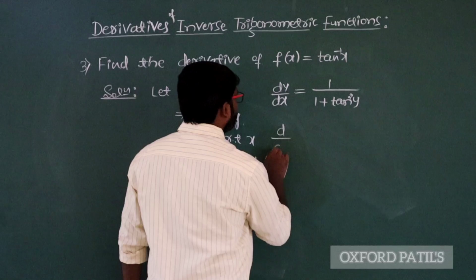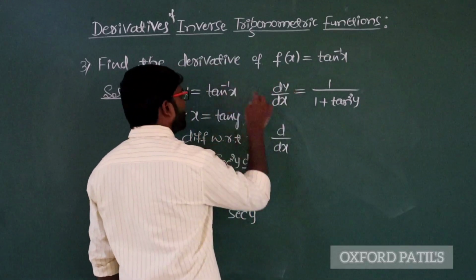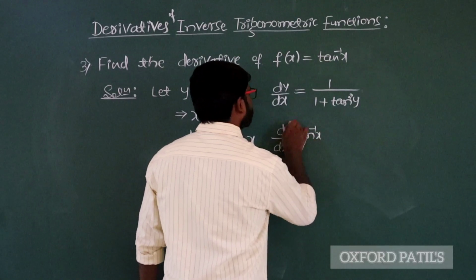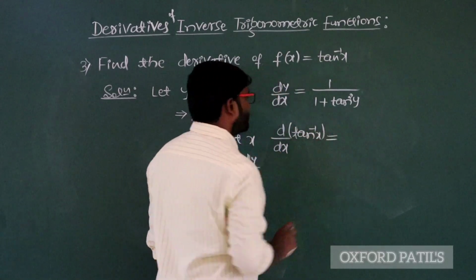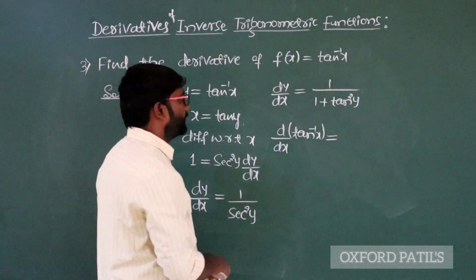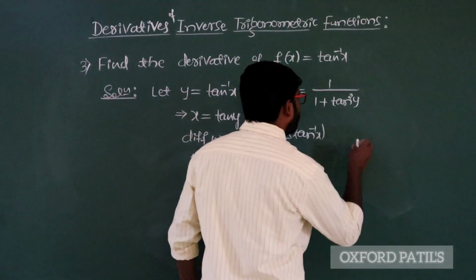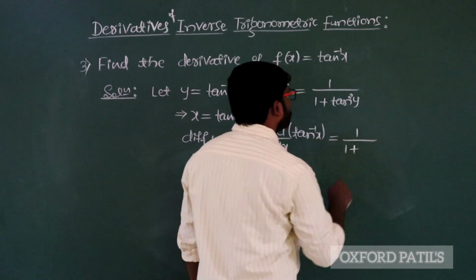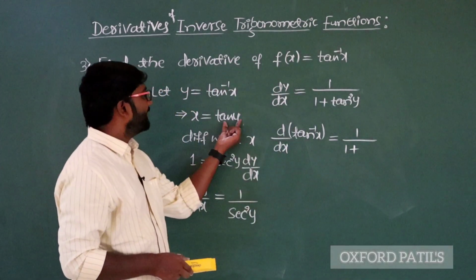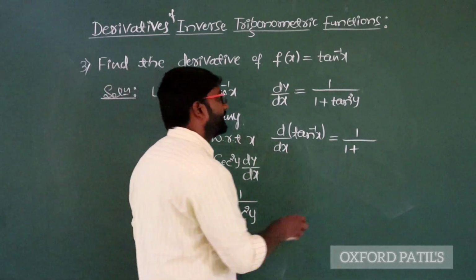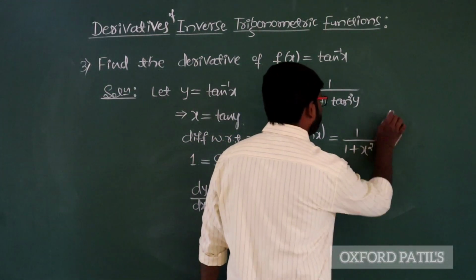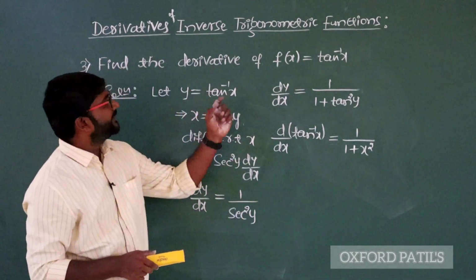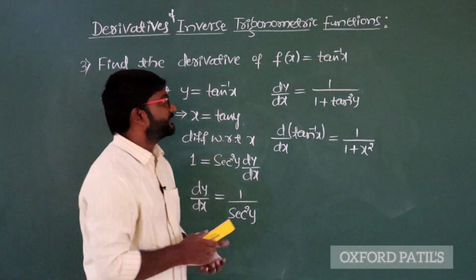So, d by dx of y. What is y? It is tan inverse x. So the derivative of tan inverse x is equal to 1 divided by 1 plus tan square y. Tan square y is nothing but x square. So, 1 divided by 1 plus x square. We had given this formula in the introduction class. Note down this and then we will find the derivative of secant inverse x.